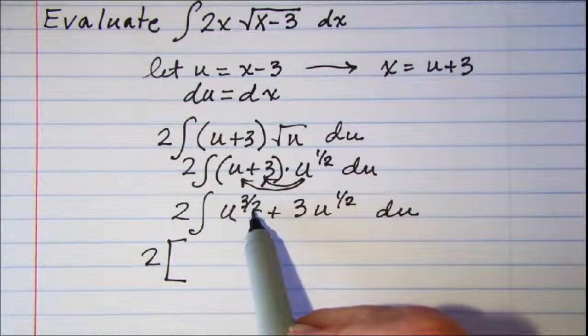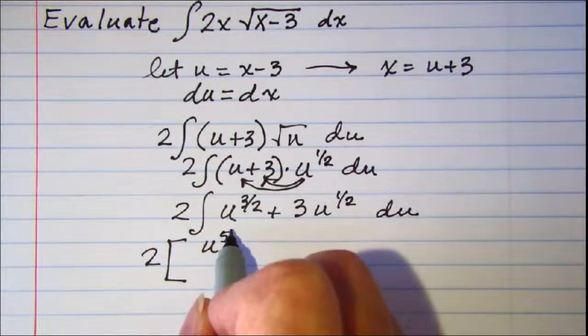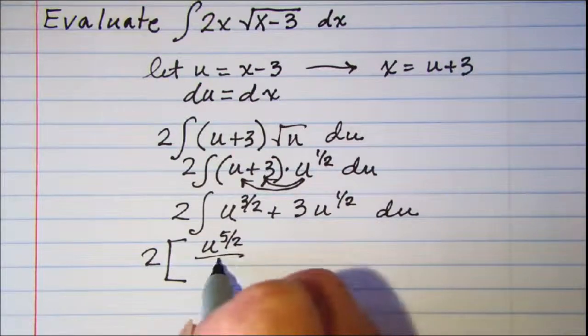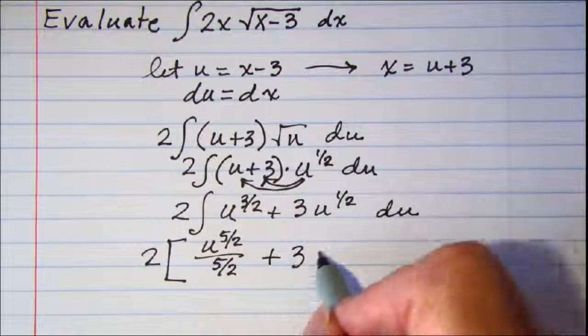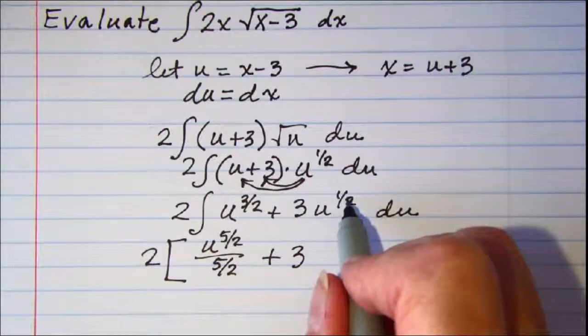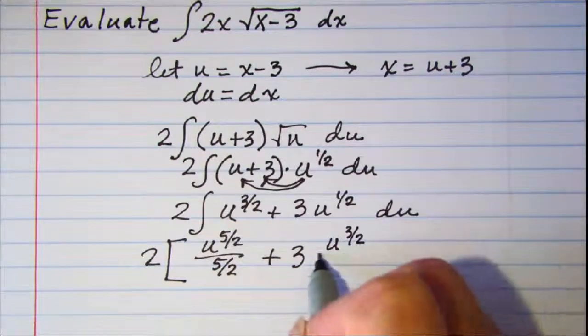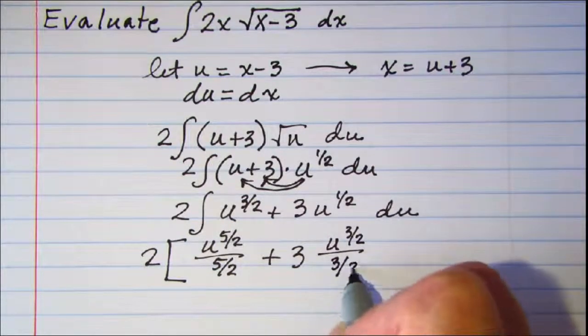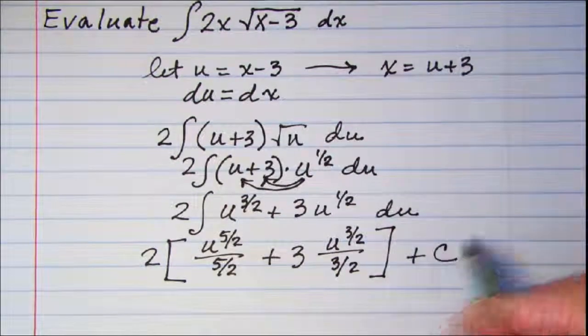Increase my exponent by 1 and divide by the new exponent, so that'll be u to the 5/2 divided by 5/2, plus 3, and then u to the 3/2 divided by 3/2, and then plus my constant.